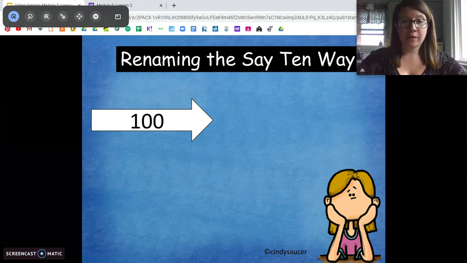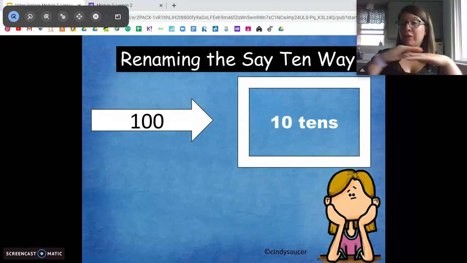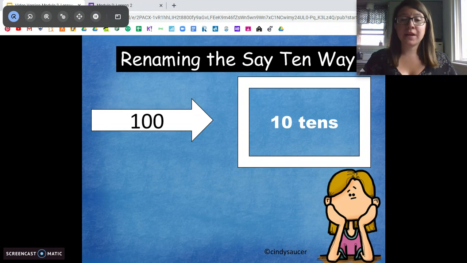100. Be careful. How many tens are in 100? 10 tens. There are no extra ones. Okay? 10 tens is how we say 100. Keep that in your brain. You're going to need that as we move forward. Here we go.